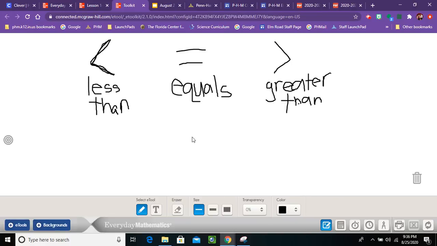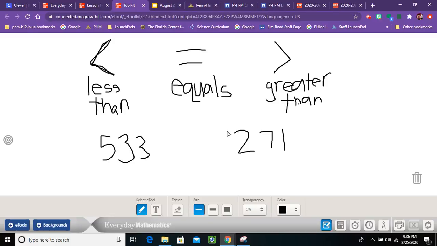All right, so I am going to put 2 numbers on the screen, and I want you to help me compare these 2 numbers. Which symbol are we going to use? The first number is 533, and the second number is 271. Now, if I examine these numbers, the number that I want to look at first is the number in the hundreds place.